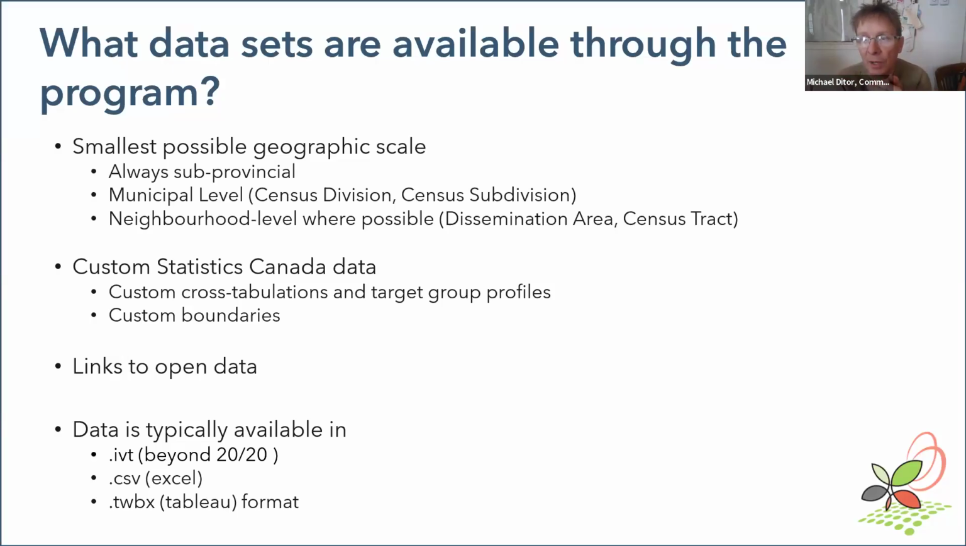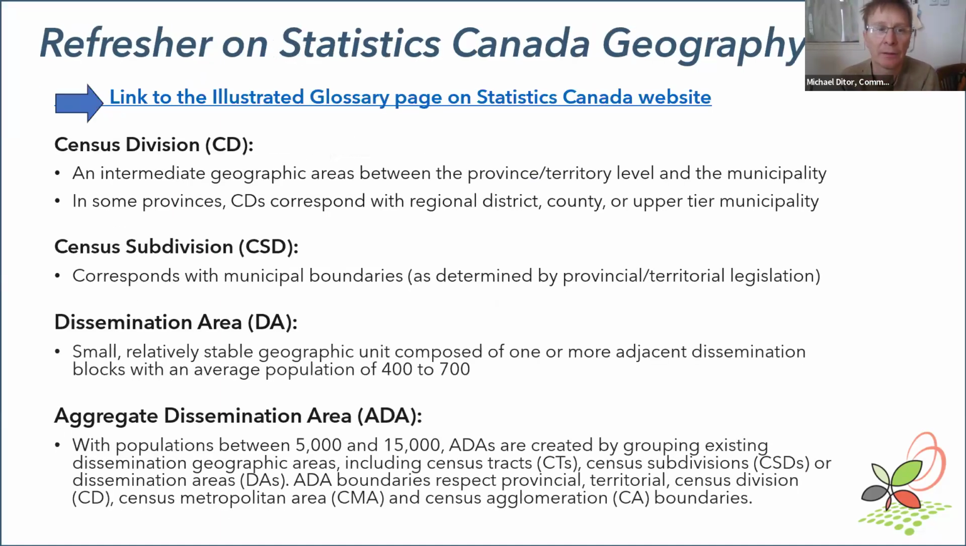We also, where it's relevant for the municipal or community scale, provide links to open data in the catalog and some information there on the type of formats that you'll find the data in. This is a little refresher on Statistics Canada geography. I talk a lot about census subdivision data, or CSD. That's representing a municipality. Census division is like your county or region, which has some administrative significance in a number of provinces. In other provinces, it doesn't.